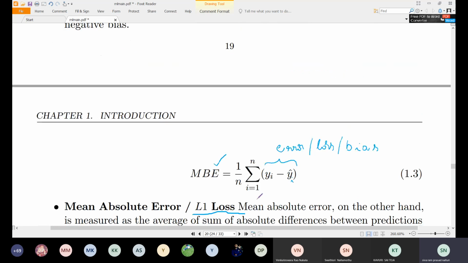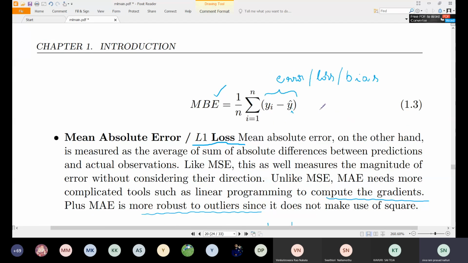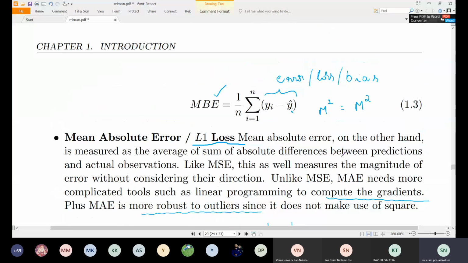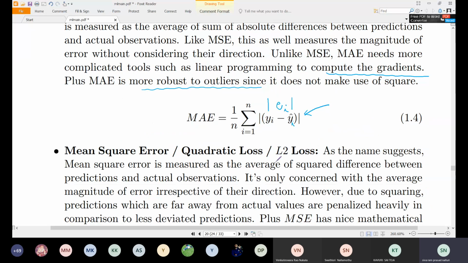So when you consider mean bias error, we say that the first model is equal to the second model. Whereas when we consider the mean absolute error, for this case the mean bias error for the first model is 0 and for the second model also it is 0. Whereas in this case, mean absolute error for the first model is 1 and for the second model mean absolute error is 10. 40 by 4, that is 10.